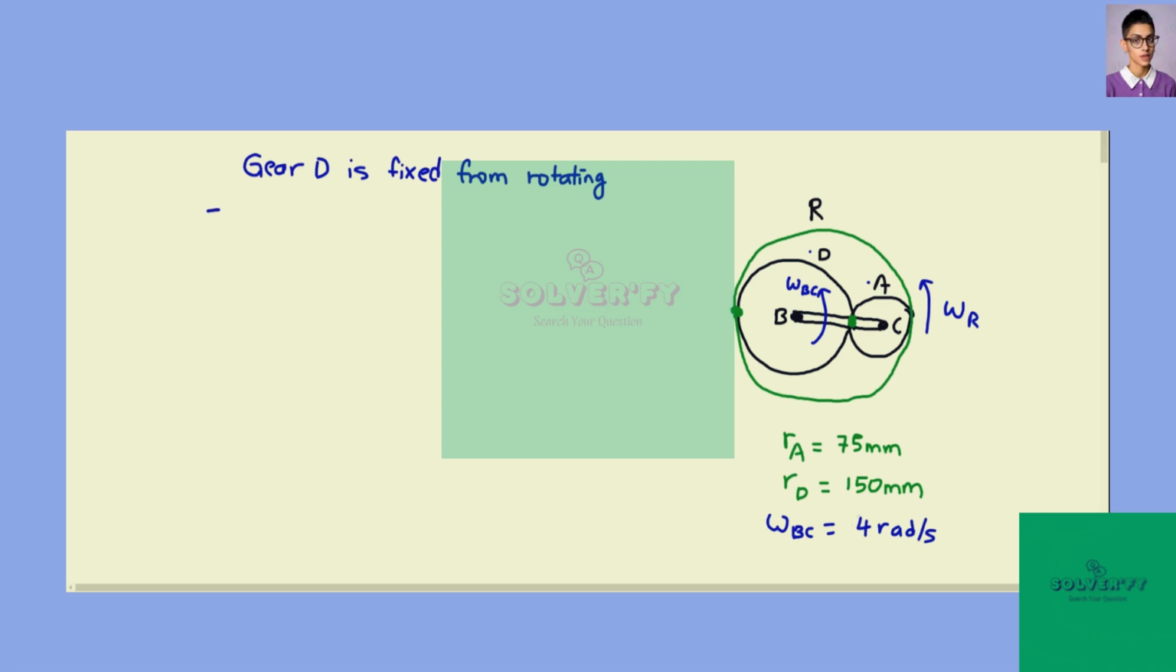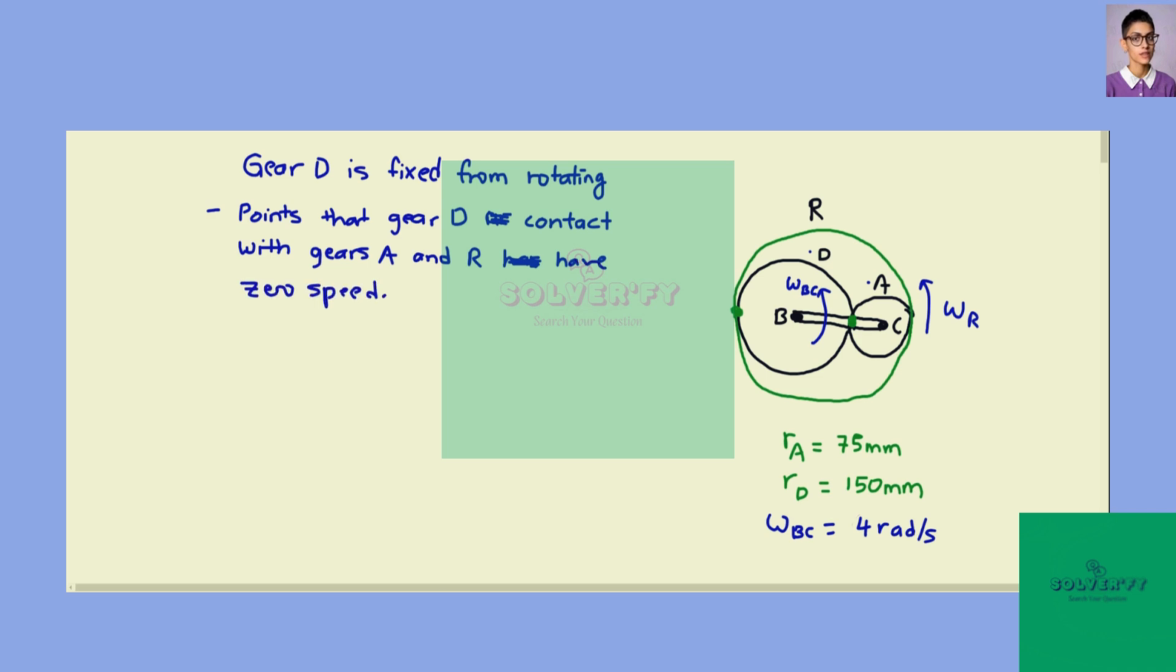So points that gear D contacts with gears A and R have 0 speed.